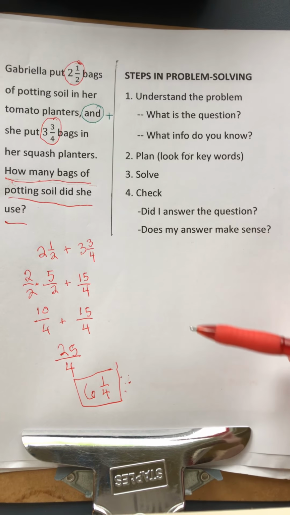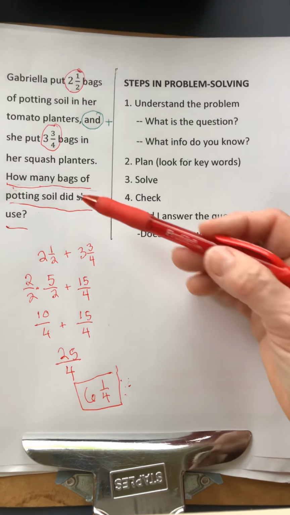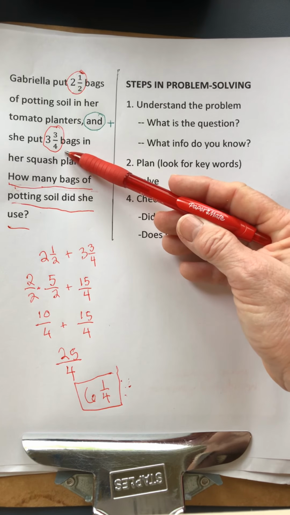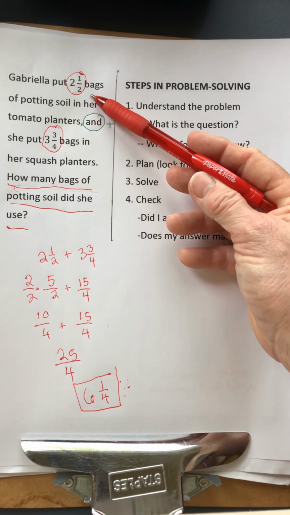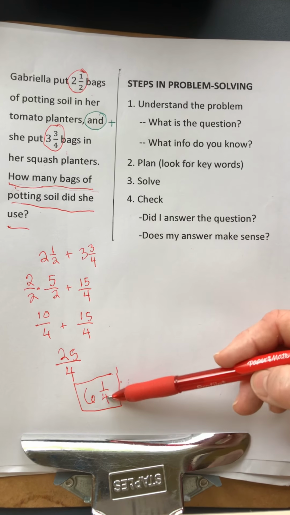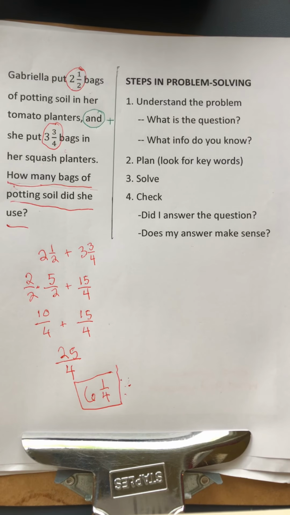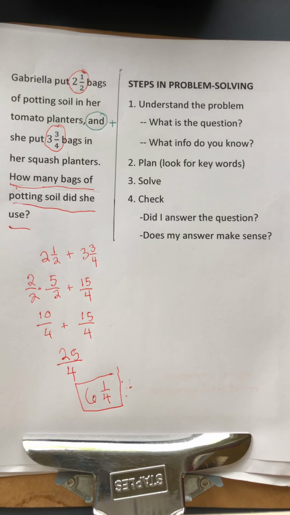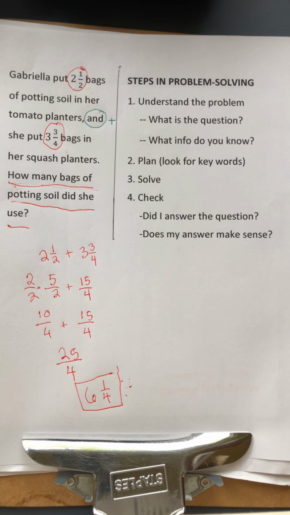Now, let's see. Does my answer make sense? Okay, this one is almost 4. This one is a little over 2. So 2 plus 4, a little over 6, makes perfect sense. And I have done all the steps in problem solving and gotten my answer.